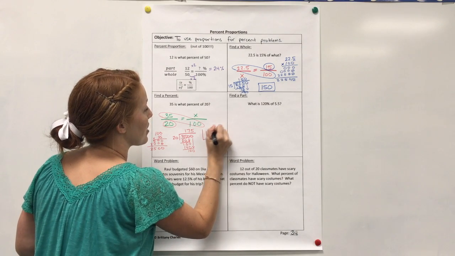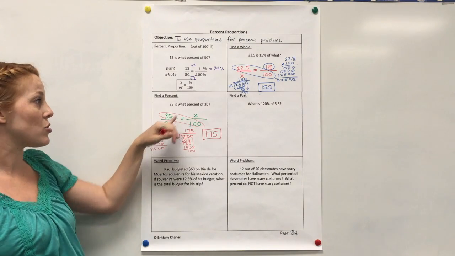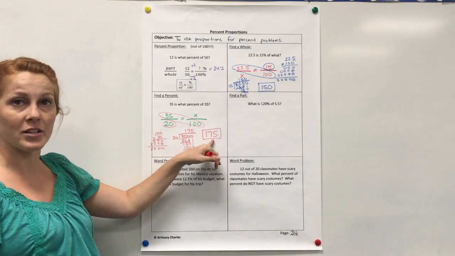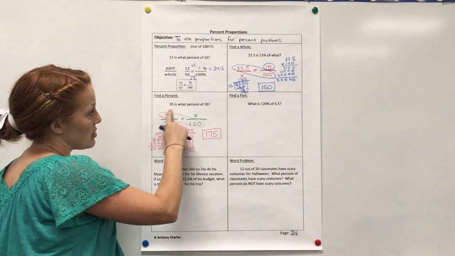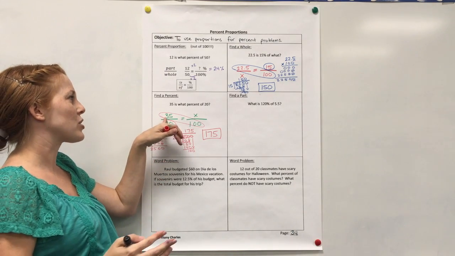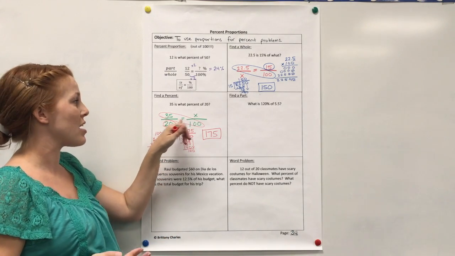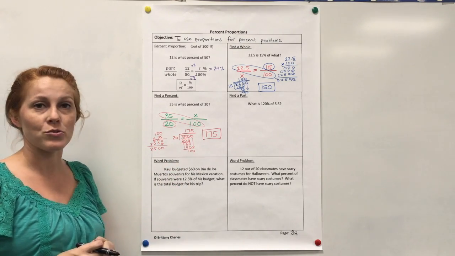Let's make sure that it's reasonable. 35 is larger than 20, so this should be larger than 100, and it is. And if I go side to side, it's got bigger. Yes, it definitely got bigger. So that makes sense. 35 is getting close to doubling 20, and 175 is getting close to doubling 100. So I know that my answer is reasonable.